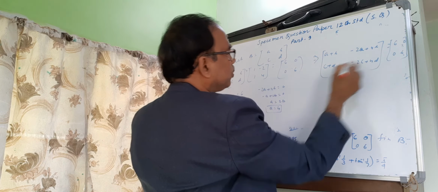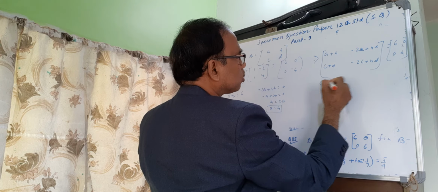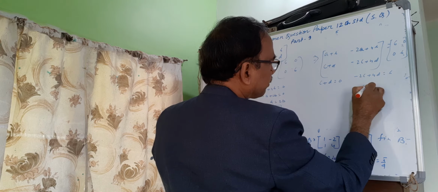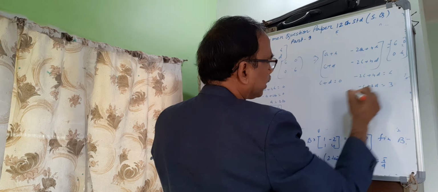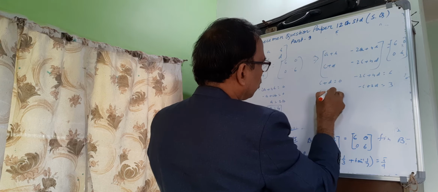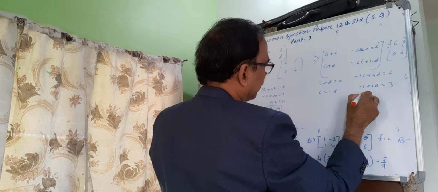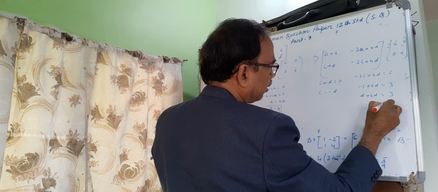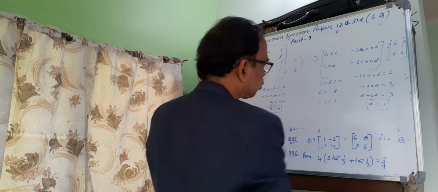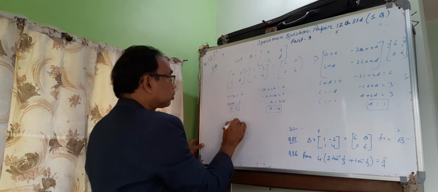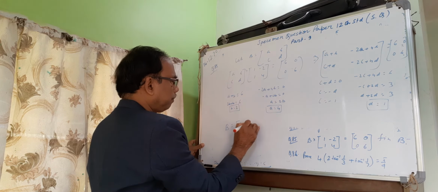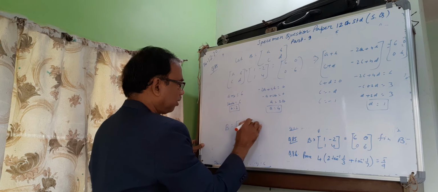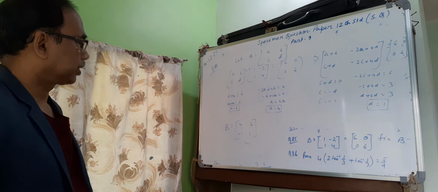Similarly, C plus D equals 0 and minus 2C plus 4D equals 6. That is minus C plus 2D equals 3. Here C equals minus D, put it here: D plus 2D equals 3. Then D value is 1 and C value is minus 1. Then matrix B equals A, B, C, D, with A value 4, B value 2, C value minus 1, D value 1. That is the required matrix B.